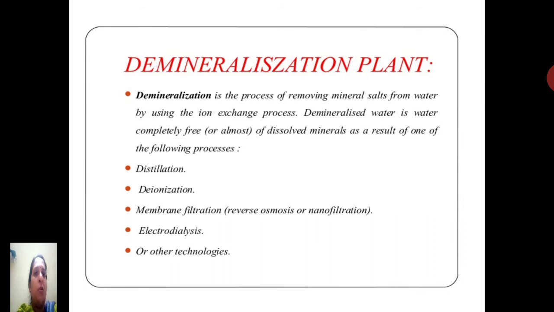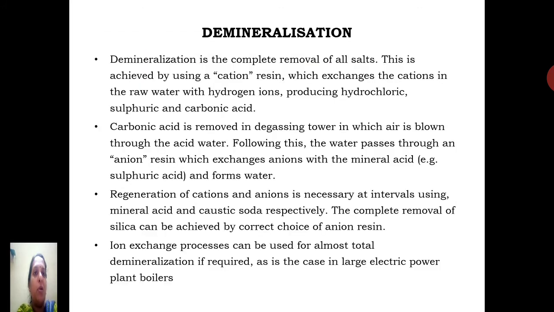The main use of demineralization is to remove minerals, as the name itself says, by using the ion exchange process. Demineralized water is almost completely free of dissolved minerals. This can be achieved by any of these mechanisms like distillation, deionization, membrane filtration, reverse osmosis or nanofiltration, electrodialysis or other technologies.